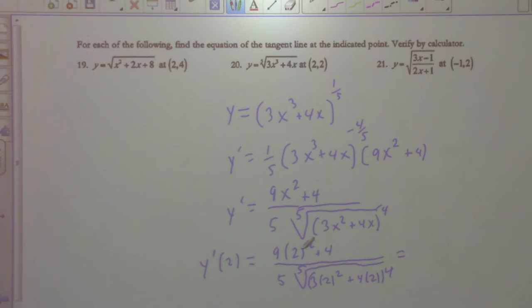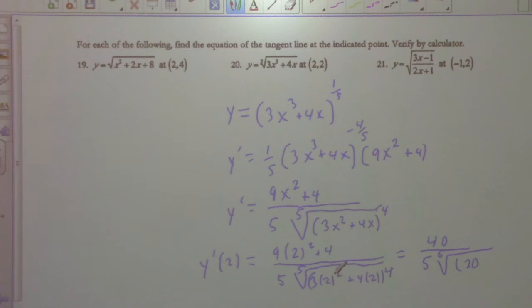So in the numerator, I'm getting four times six, so I'm getting 40 up here. I got a real easy answer. What'd you get? I'm getting five down here. And then we have the fifth root of... that's going to be 3 times 2 squared, that's 12, plus 8, so that's 20 to the 4th power. Well, isn't that right? Because that's 3 times 4 squared. Is that third? That's a third.